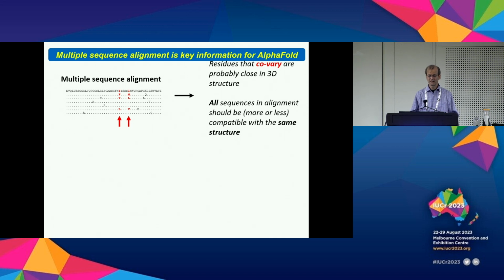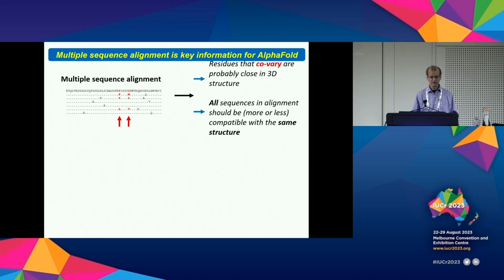The key ideas are that residues that co-vary, that is, change together when in different sequences, in different species, are probably close in three-dimensional structure, at least more likely to be close than other residues. And this has been shown by many people, but it's key information because if you find residues that co-vary, that means they're probably close, and therefore in the prediction they ought to be close. It's like a distance restraint. Another aspect of the multiple sequence alignment that's not really well appreciated is that all the sequences in the alignment should be more or less compatible with the same structure.